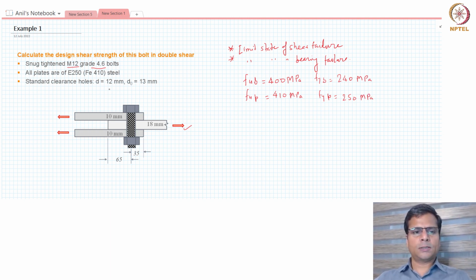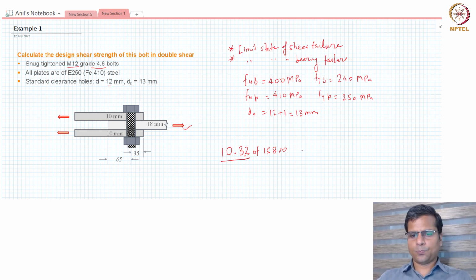The bolt is a 12 mm diameter bolt, and the hole is a standard clearance hole. So for a 12 millimeter bolt, we know that the hole diameter would be 12 plus 1, which is 13 millimeters. Okay. Now we need to design the bolt. So we know from section 10.3.2 of IS 800.